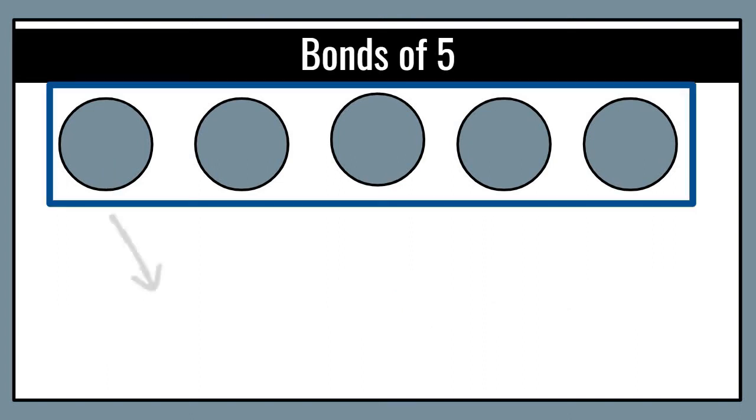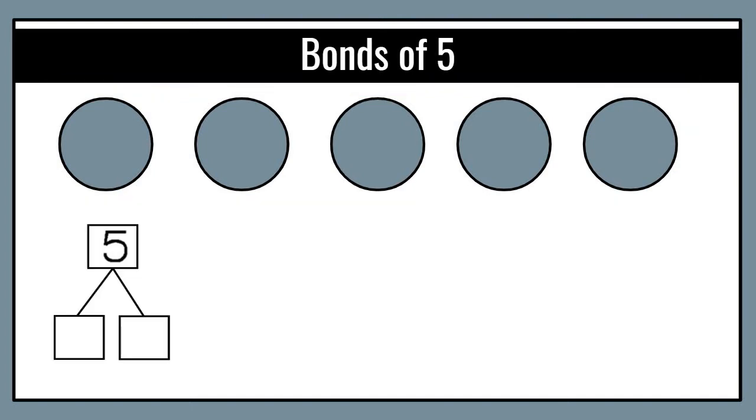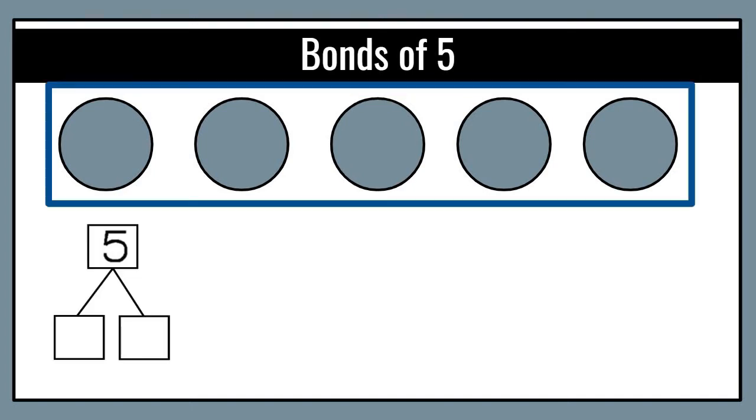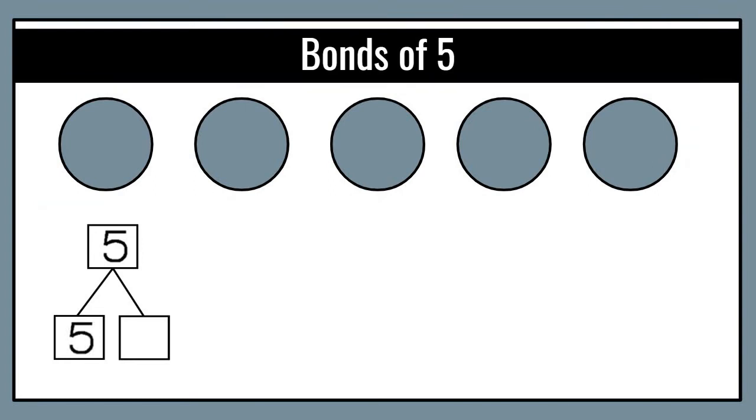Well done, grade 1s. Therefore, we can say that 4 plus 1 equals 5. 5 and 0. If I have 5 dots and I add nothing, do I still have 5 dots? Let's see. 5, let's write down our 5. And 0, let's write down our 0.